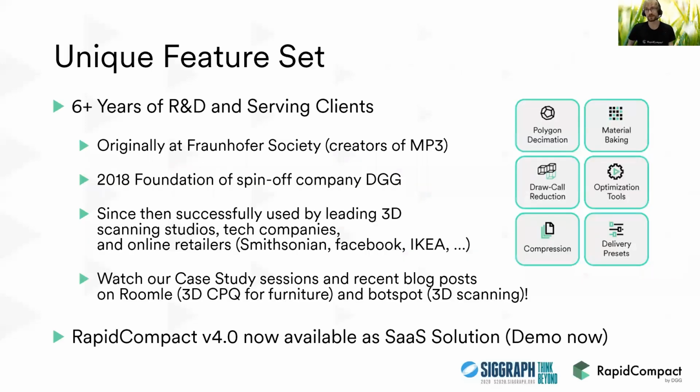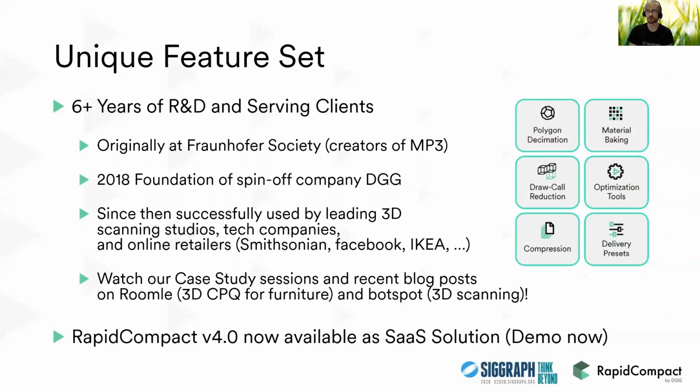RapidCompact itself is the result of more than 6 years of intense R&D and serving different clients. It has a unique feature set that offers everything you need to automate the optimization of 3D assets, for example, polygon decimation, material baking, UV unwrapping, compression, and so on. It was originally developed at the Fraunhofer Society, which you may know as the creators of MP3. In 2018, we founded our spin-off DGG that now develops the solution, and since then it has been used successfully by digitization studios such as the Smithsonian Digitization Lab, by tech companies such as Facebook, or retailers such as IKEA.